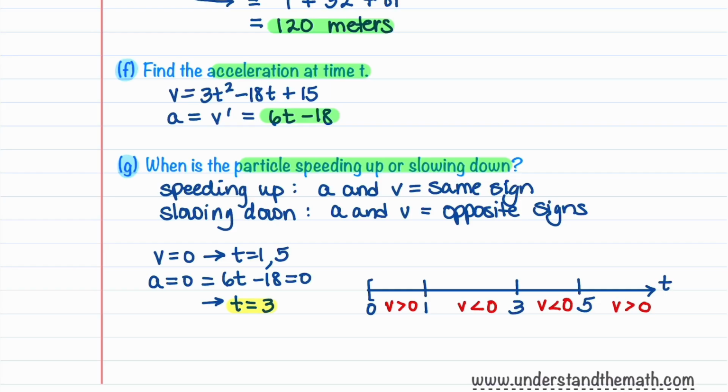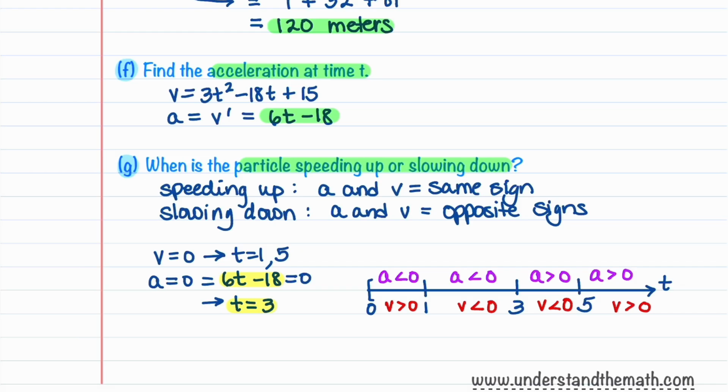If we look at 6t minus 18 and pick a value less than 3, let's just say 1, we're going to see that our acceleration is negative. So I'm going to write down that a is less than 0 here and less than 0 here. And then if we pick a point that is greater than 3, say 4, you can see that our acceleration is positive. So we'll write down a is greater than 0 and a is greater than 0.